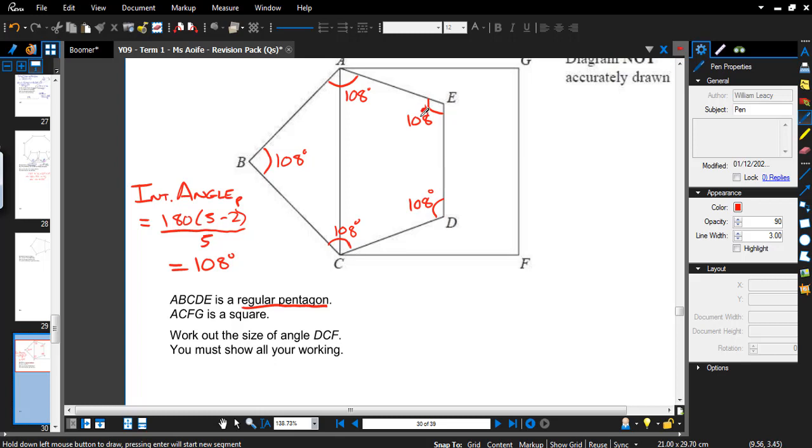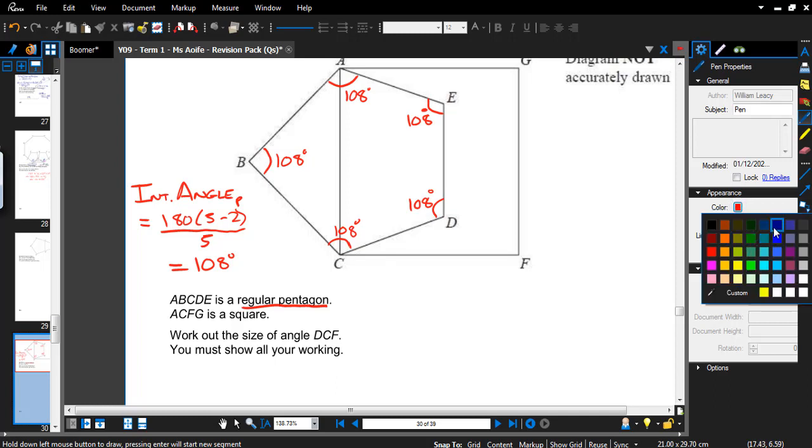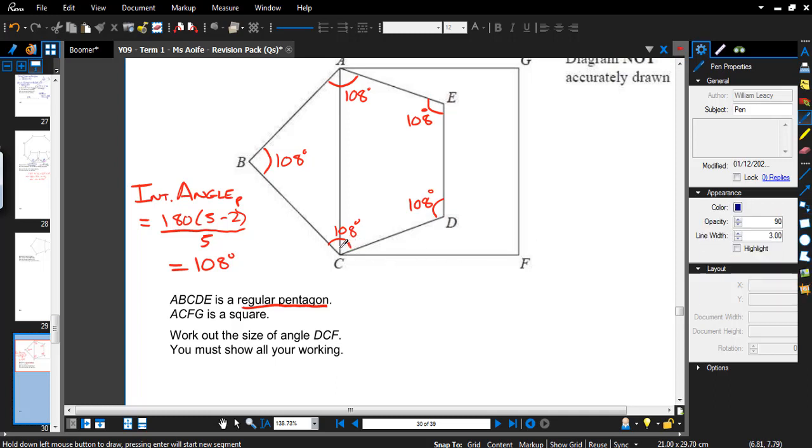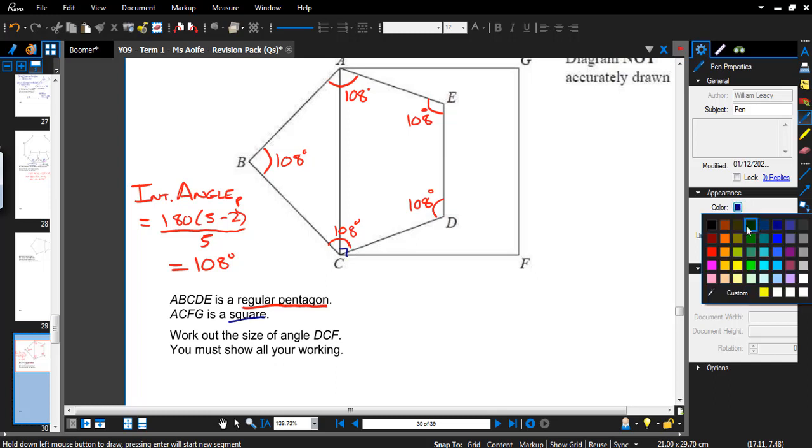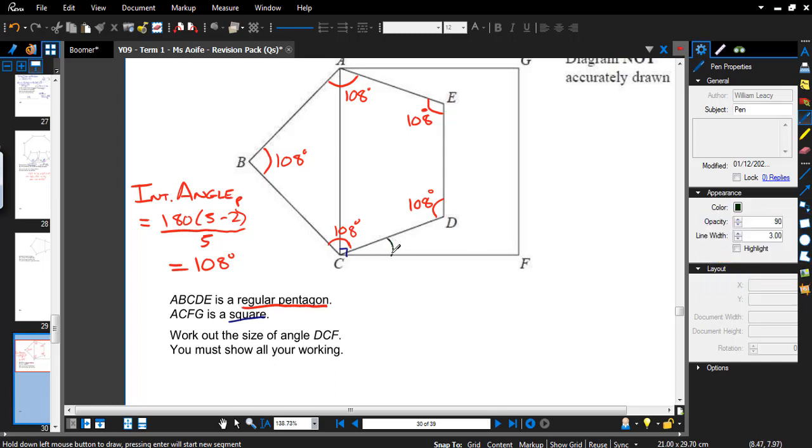Anyway, let's plow on. So we know they're all 108 degrees. Now, what else do we know? We know that this is 90 degrees, because we're told ACFG is a square. Okay. Work out the side. There's a couple of ways to do this actually. Work out DCF. So we need to look for this angle here. DCF. How are we going to get that?